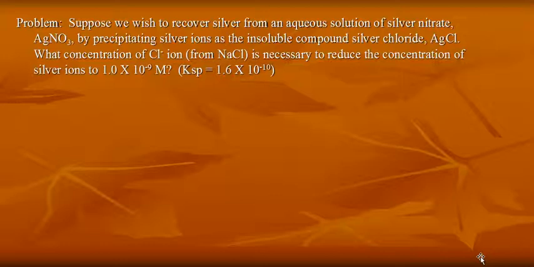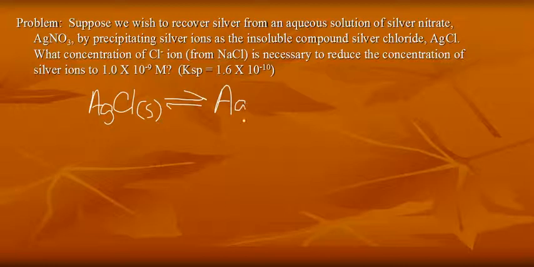Suppose we want to recover silver from silver nitrate by precipitating silver as silver chloride. So my solid is AgCl. And it tells me the concentration of silver ions is reduced to a value of 1 times 10 to the negative 9th. I want to solve for the chloride ion concentration.